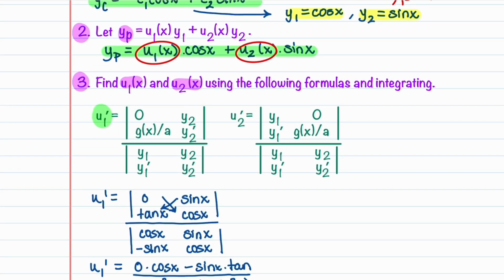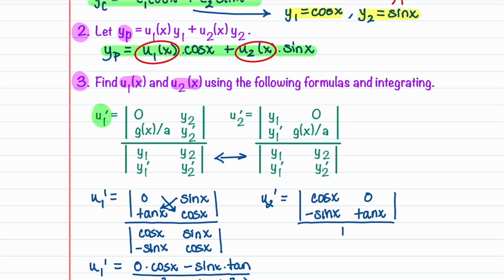Now let's go back up and we're going to find u2. u2 is actually easier. We start out with u2 prime. It is y1, which is our cosine, and then y1 prime below that, which is minus sine x. And then upper right is a 0, and then our g of x, that was our tangent x. And our a was 1. And then here's the nice thing. These denominators are the same thing, which is great because we already know that the denominator is equal to 1. So we don't even have to do anything else.